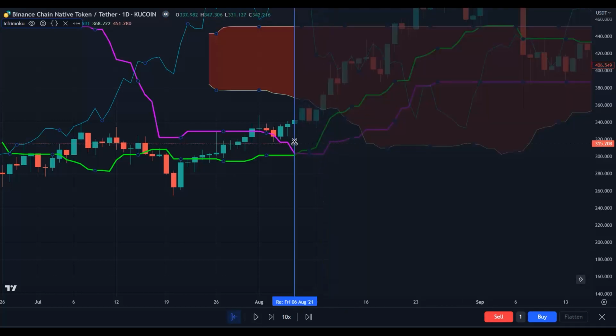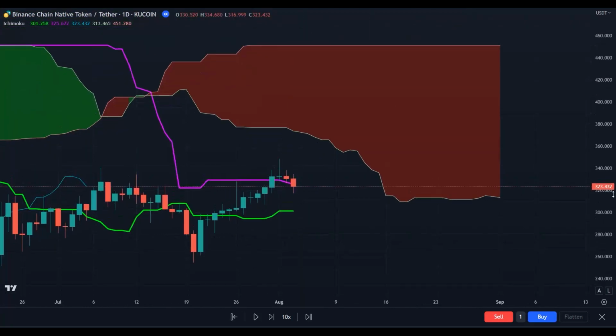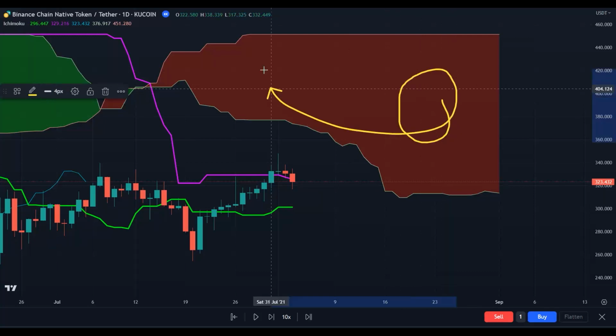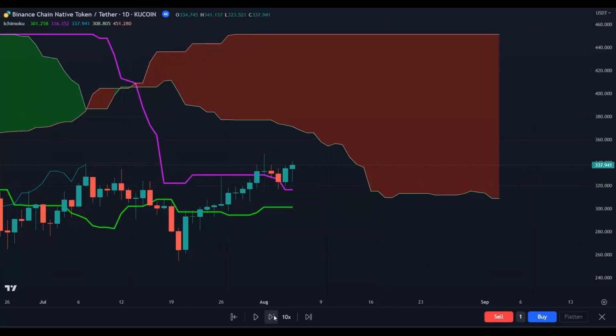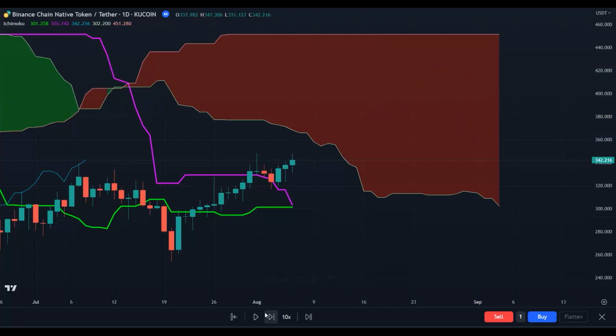And let me cut the price, for example, from here. As you can see here, we have a big thick Kumo cloud. This will be a good trade for us because we have a thick Kumo cloud, so the risk to reward ratio will be high.